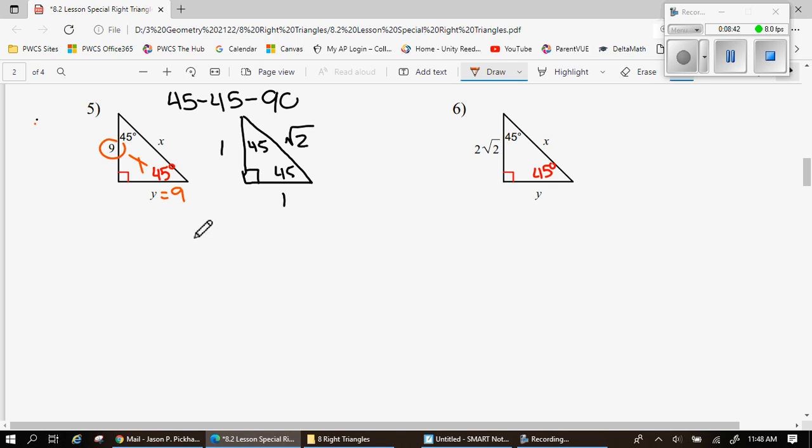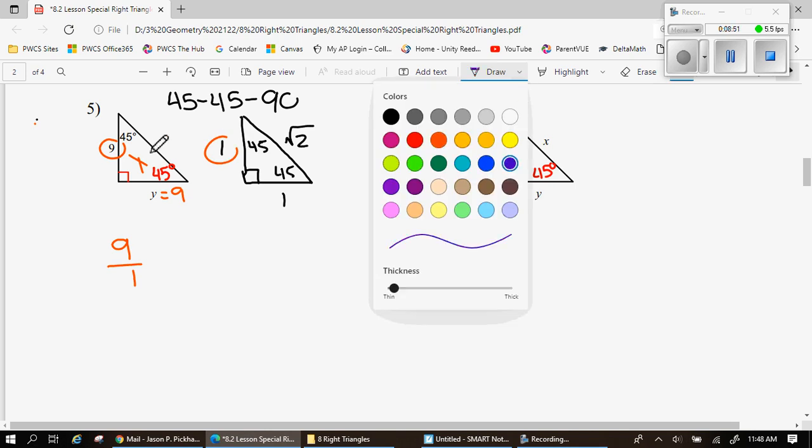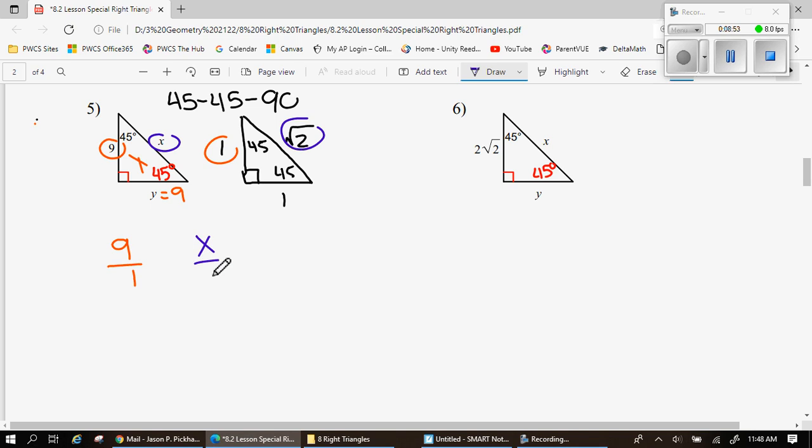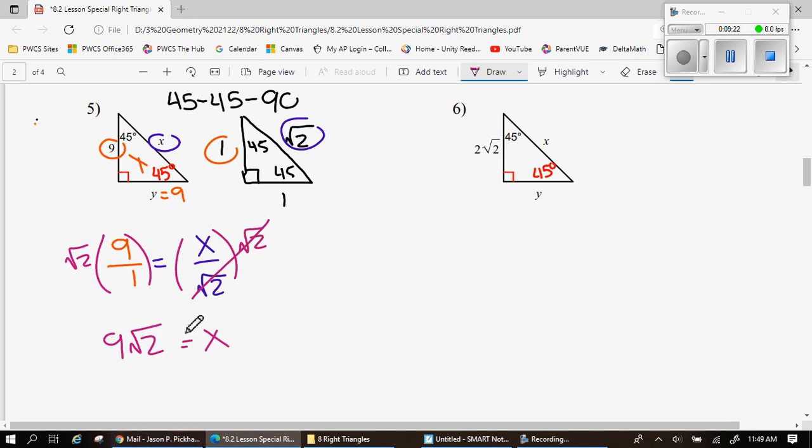And then I can set up a proportion. I can do 9 over 1. And I can do x over root 2. I can cross multiply, or I can just multiply both sides by the square root of 2. When I do that, those square roots of 2's cancel. I multiply the top of my fraction here by the root 2. I'm going to get a decimal, so I'm just going to leave it as 9 root 2. And then I don't need the divided by 1 because anything divided by 1 just stays the same.